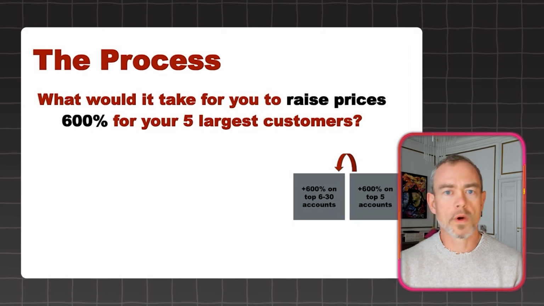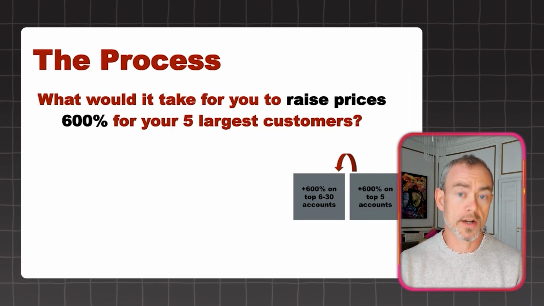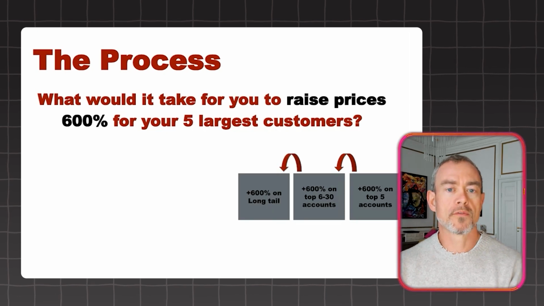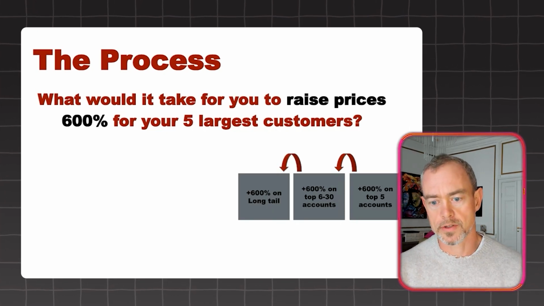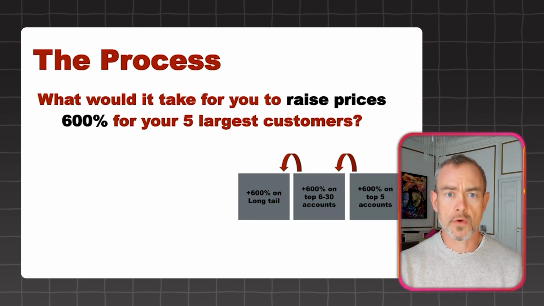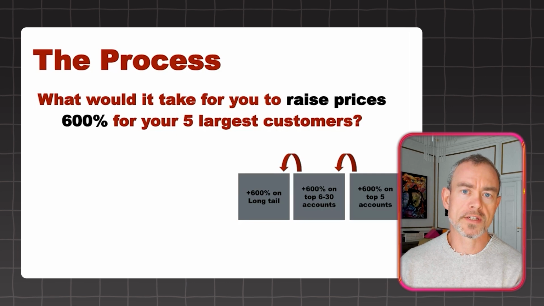It just says, okay, so what needs to then happen for you to raise the prices for the 25 second largest accounts? Well, maybe you have raised them for everyone else, all of the smaller accounts, the long tail of accounts that you have. So if you first raise for the long tail, then you can raise for the large ones, and then you end up raising for the largest ones.